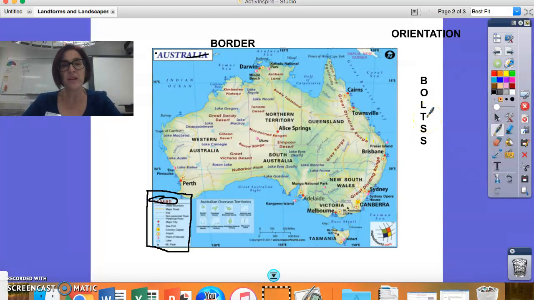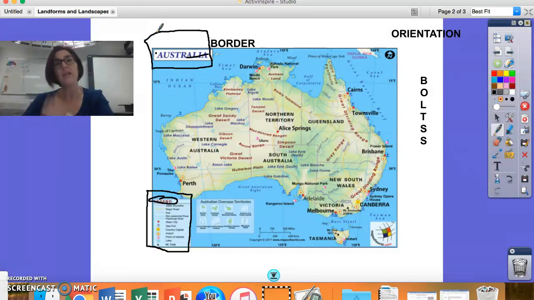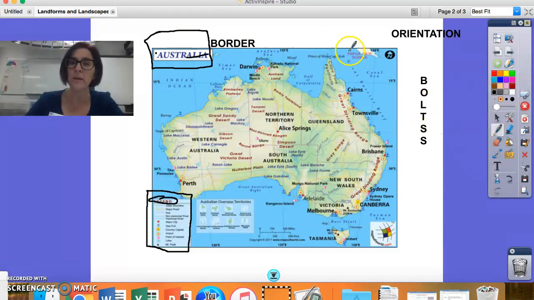T, pretty straightforward. T is the title. This is the title here. It is a map of Australia. Sometimes it might say map of Australia and surrounding oceans or something like that. But your title should be at the top and tell you exactly what your map is showing you a picture of. The first S here is for scale.